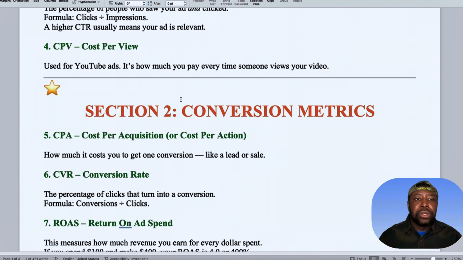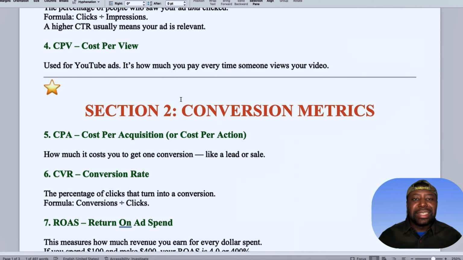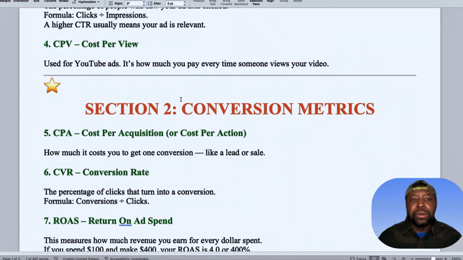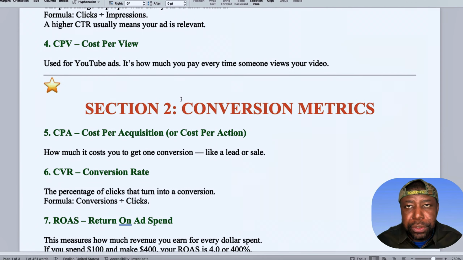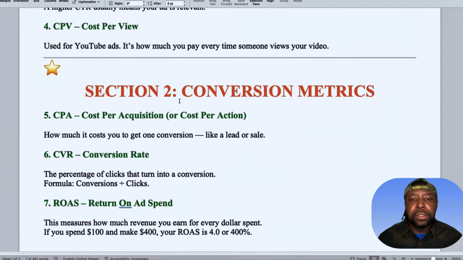Now, the fourth one on the basic metrics, which is also the last, is CPV, which is cost per view. It's used for YouTube ads. It's how much you pay every time someone views your video. So it's only for video ads. Each time someone views your video, that's how much Google will choose to charge you. They charge you per view each time someone views your particular video.